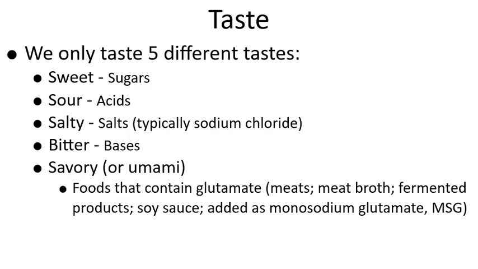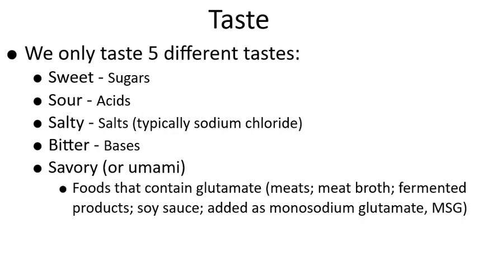We have 5 different types of taste buds: sweet, sour, salty, bitter, and savory, also called umami. Sweet receptors bind to sugars, typically the small mono and disaccharides. Sour receptors bind to acids. Salty receptors bind to salts, which would usually be sodium chloride, but they can bind to other salts.